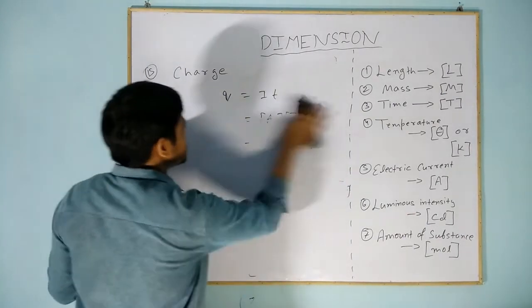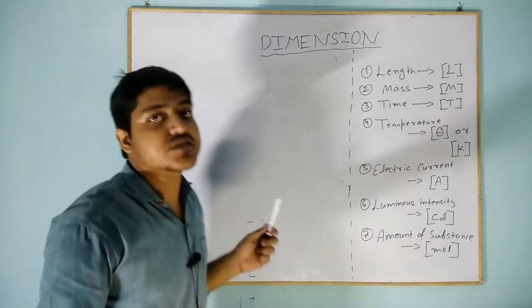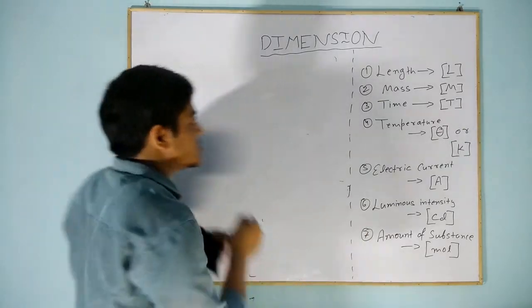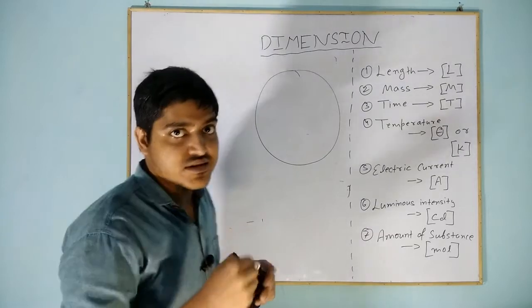In circular motion, we will talk about angular velocity, angular acceleration, etc. Because in that chapter we will be dealing with motion in a circle.